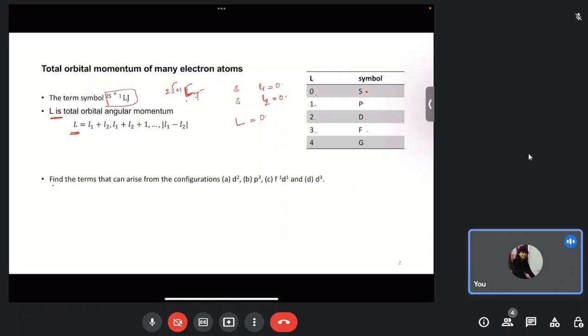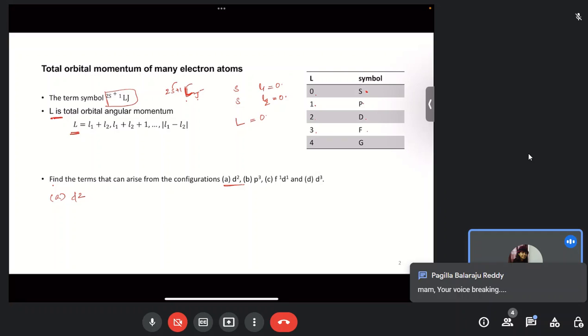In this, the first question is to find the terms that can arise from the following configurations. The first one is d2, which means you have 2 electrons in the d orbital.